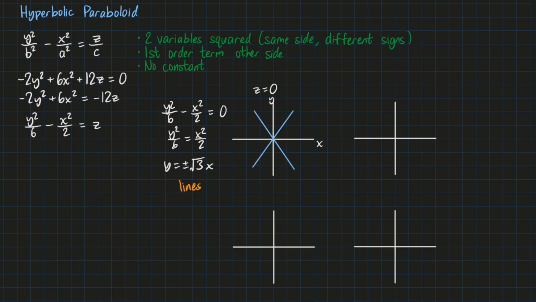If we do another xy trace, and we set z to something greater than 0, let's say z equals 1, we will have this equation. y squared over 6 minus x squared over 2 equals 1. This is an equation for a hyperbola, and has the asymptotes y equals plus minus square root of 6 over 2 times x, or y equals plus minus square root of 3 times x.